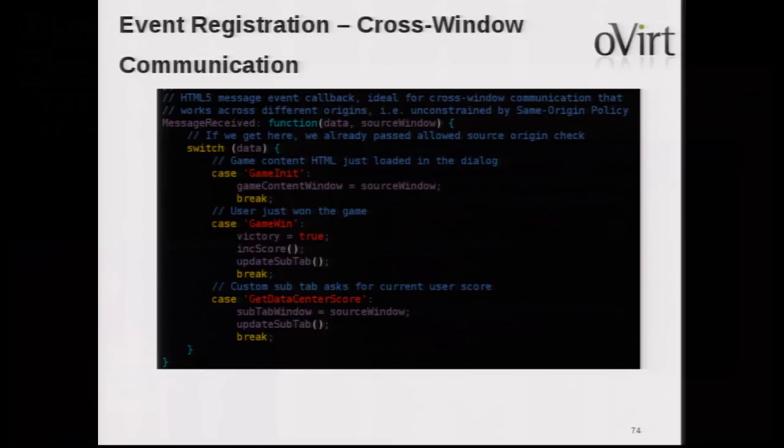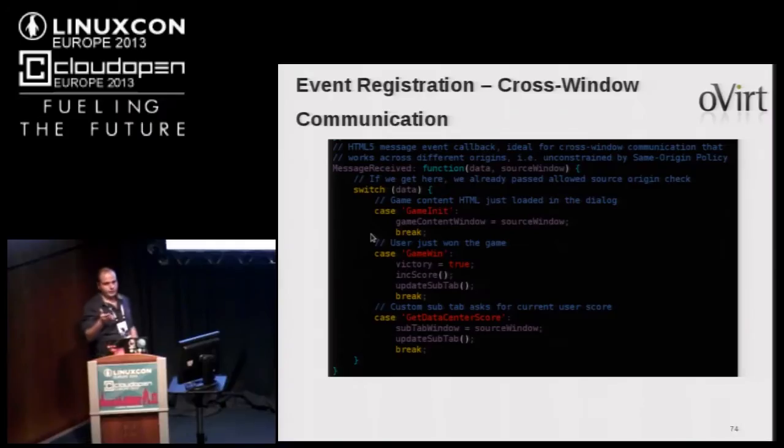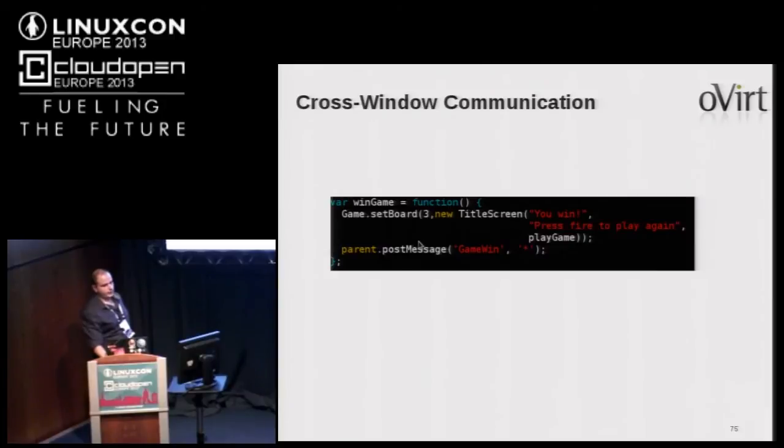And we talked about the message received event. That's the event that is used in order to exchange messages between the plugin itself and the infrastructure. So I have here several events: game init, game win, and get score. Again, when I cheated, I just posted the game win message to the parent. The parent is the UI plugin.